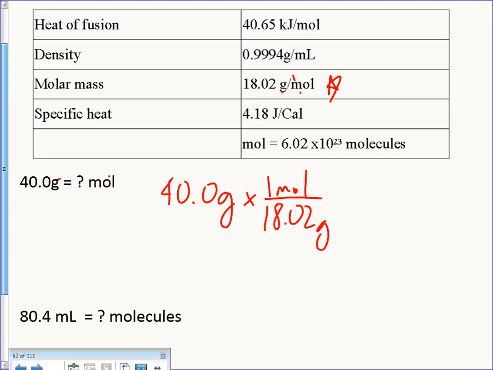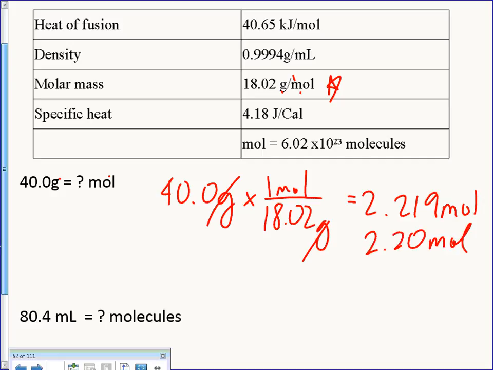Somebody calculate. Shout it out. What is it? 2.2. Thank you. 19 moles. Good. So again, you see your grams cancel here and here. Moles left. Yep. Good. This is not correct all the way though. Round for me. 2.20. Good. Because this is 3 sig figs. This is 4 sig figs. 2 or 3 sig figs wins.